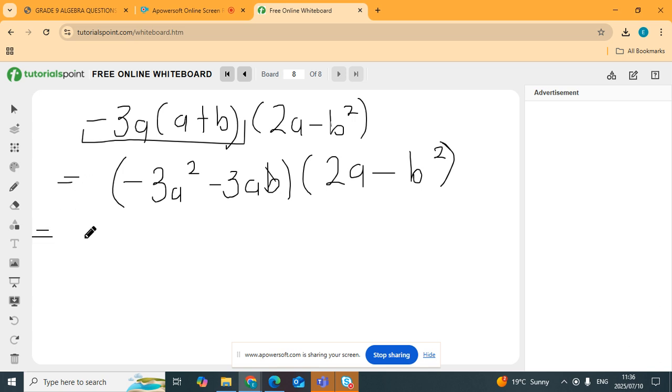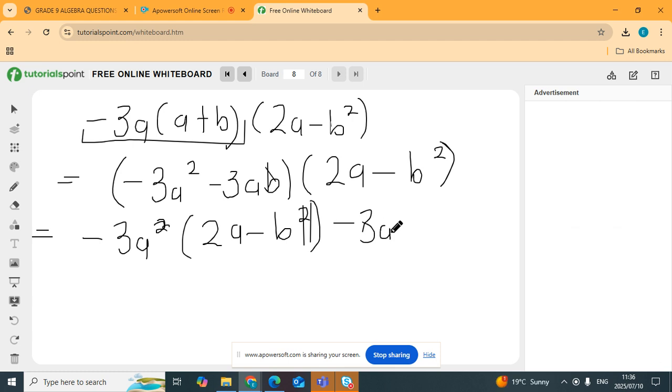So you're going to say minus 3a squared multiplied by 2a minus b squared. Then you say minus 3ab multiplied by 2a minus b squared.